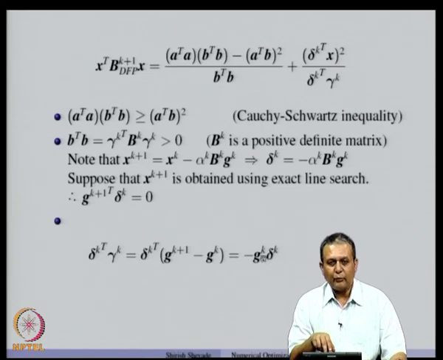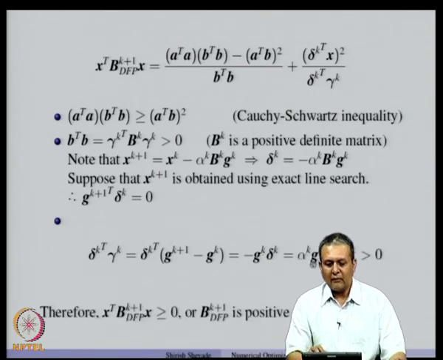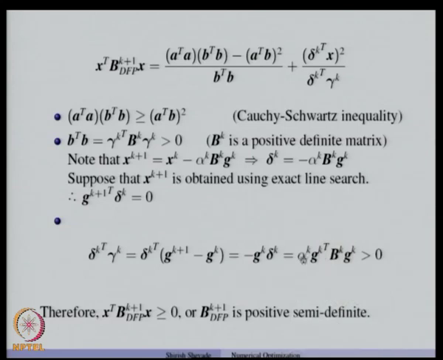And so, this should be g k transpose delta k, and that is nothing but alpha k g k transpose B k g k. Now, alpha k is greater than 0 because the step size is greater than 0. Now, g k we have assumed is not 0, and B k is a positive definite matrix. So, g k transpose B k g k is greater than 0, and therefore the quantity on the right hand side cannot be negative, because each of the quantities in the numerator is non-negative, this is positive and this is positive. So, the right hand side is non-negative.